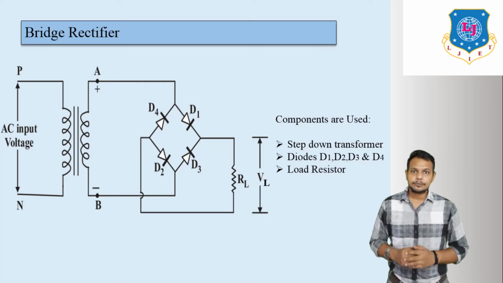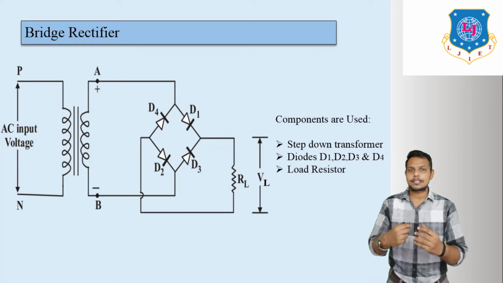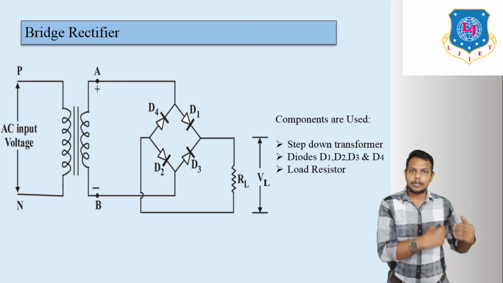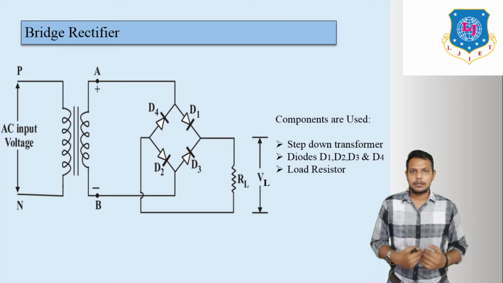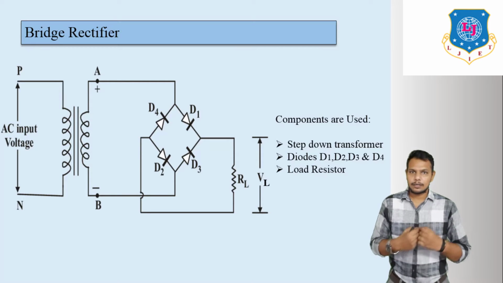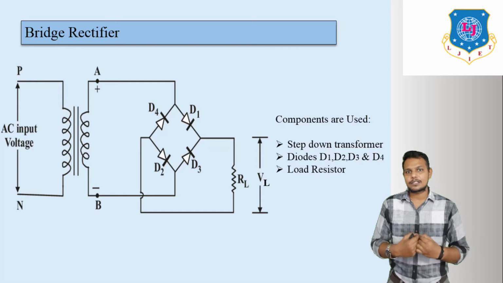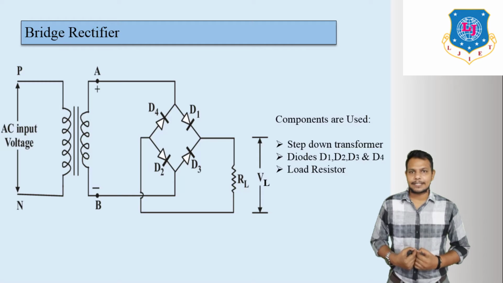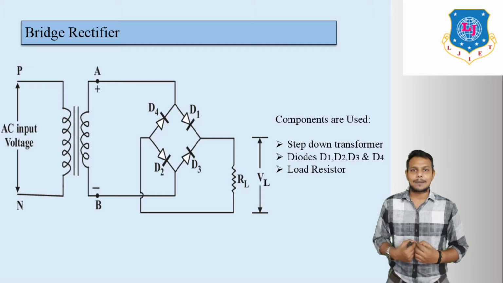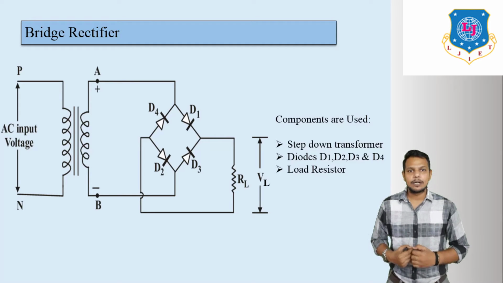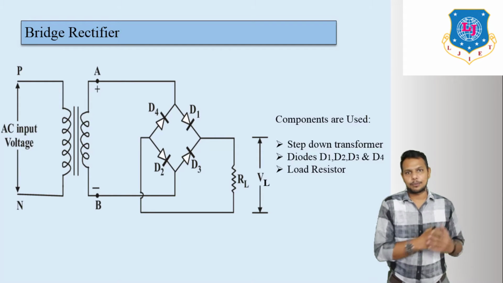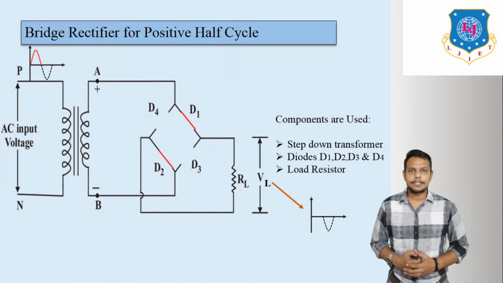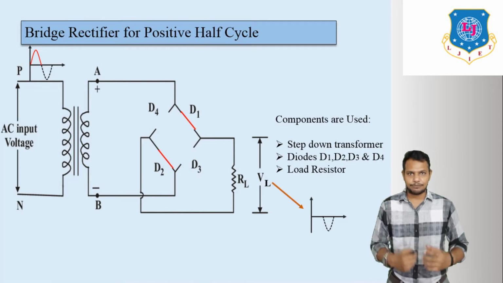Here we are going to discuss two different waveforms. First we consider the positive half cycle, then next we go through the negative half cycle. So let us discuss the positive half cycle first. If we enter the positive half cycle on the input side, what is our output? Here is the circuit diagram.